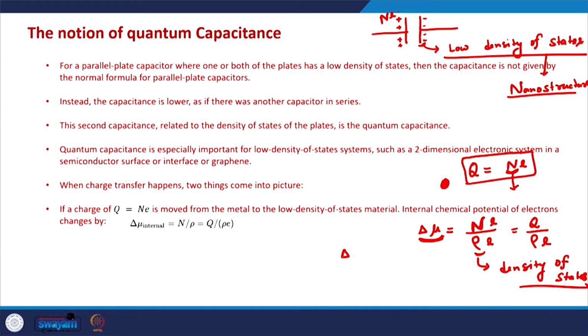So the change in the electrochemical potential is Q divided by density of states times E, and the corresponding change in the voltage is the change in energy divided by the charge.